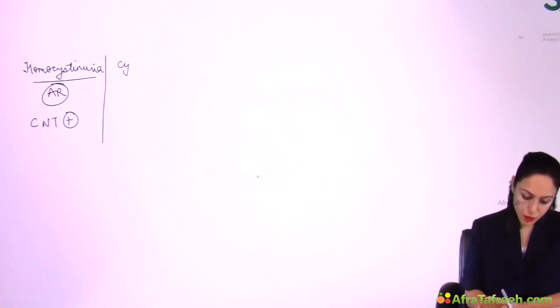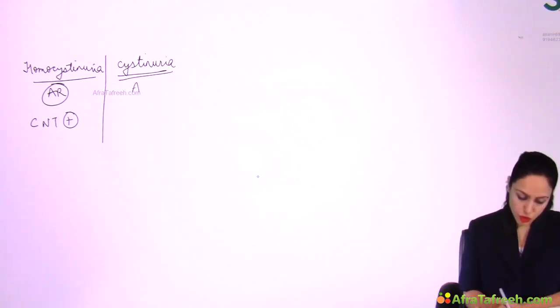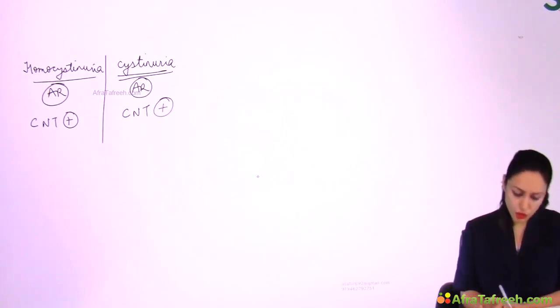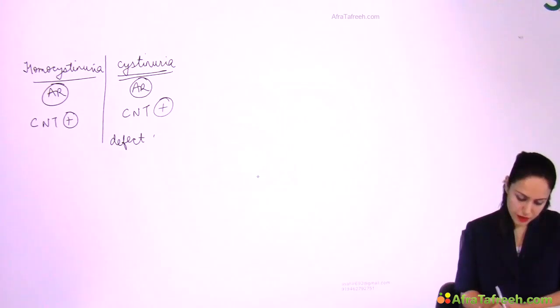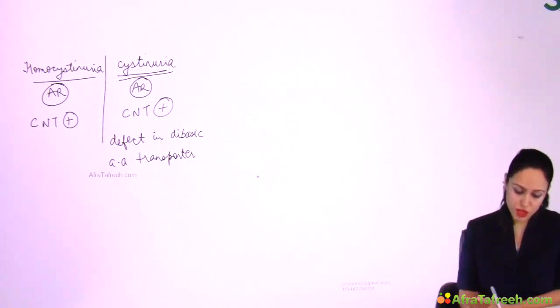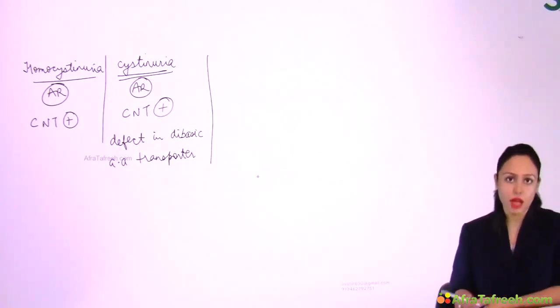The next one I'm going to take is cysteinuria. Cysteinuria is also autosomal recessive, and here also the cyanide nitroprusside test is positive. Cysteinuria is a defect in the dibasic amino acid transporter. So all the dibasic amino acids will be coming in urine in these patients. I'll be taking this in detail after this.